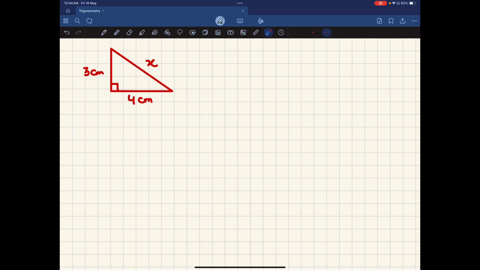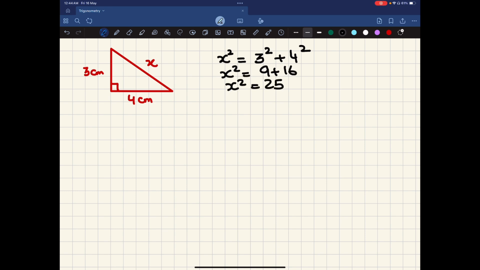So the next thing that we need to figure out is the hypotenuse, the longest side of the right angle triangle. So this is the right angle. The length opposite to it is this x. So x is going to be the hypotenuse. So x square is going to be equal to 3 square plus 4 square. So x square is equal to 9 plus 16. x square is equal to 25. To get rid of the square, we're going to take it to the other side and it's going to become under root 25.